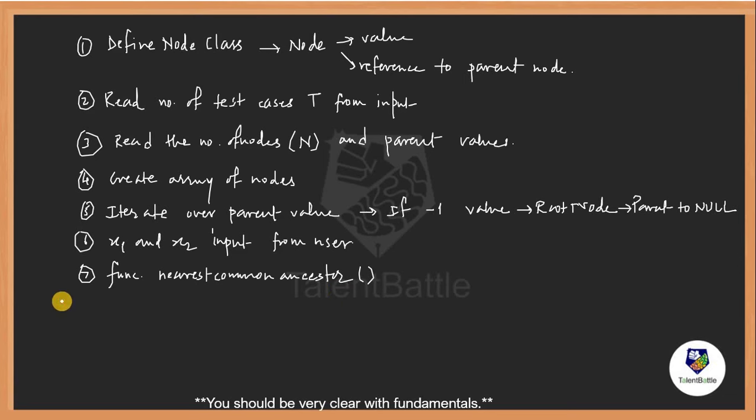And then we have to print the results also. So displaying the result will be another step. Each and every minute detail we have to cover. While displaying the result, if we got a common ancestor, we will print the value of that common ancestor. Otherwise, if we are not getting it, then we have to print -1. This is also mentioned in the problem statement.